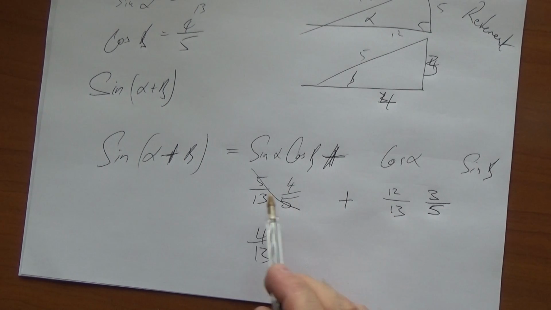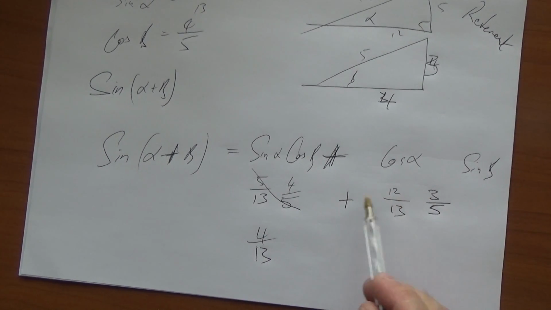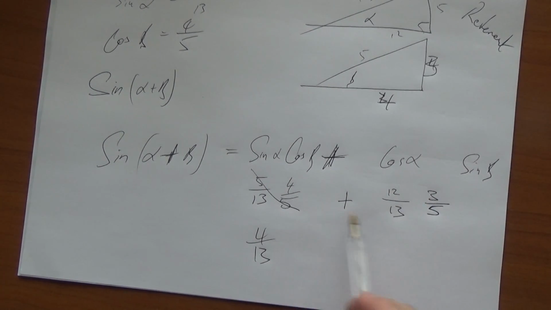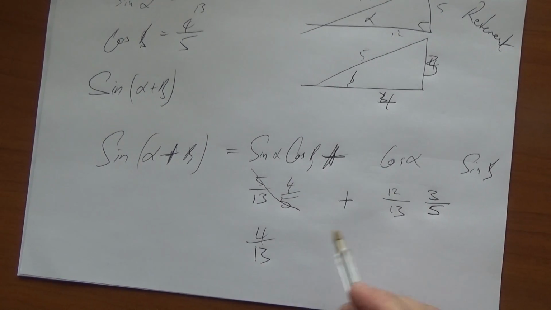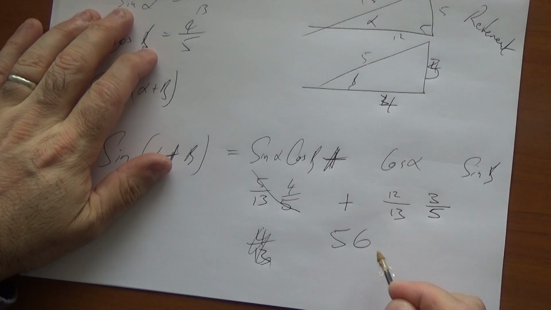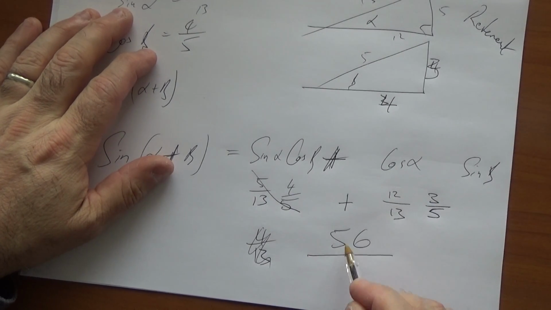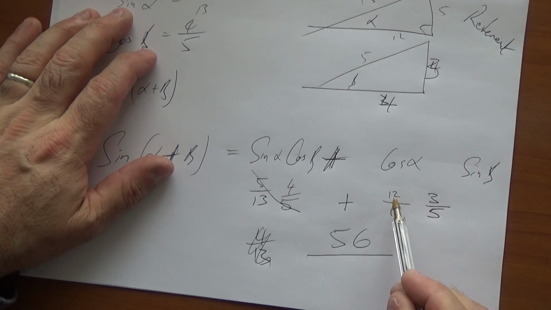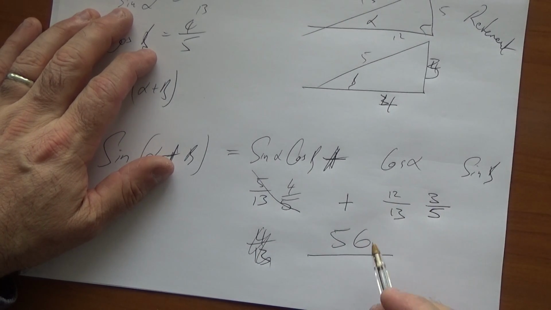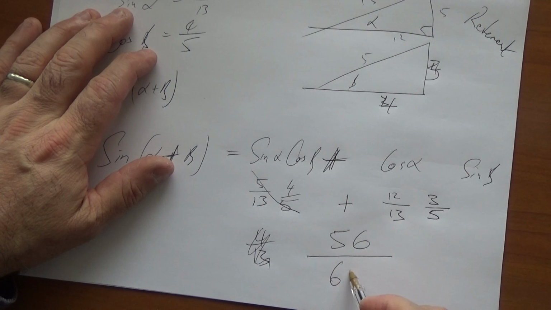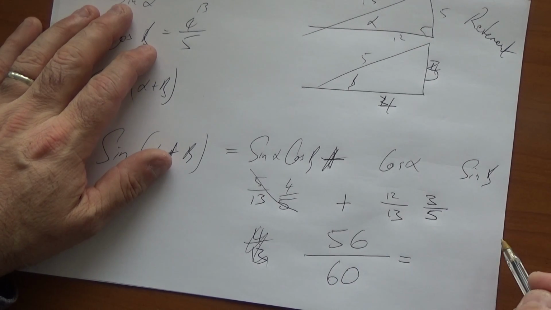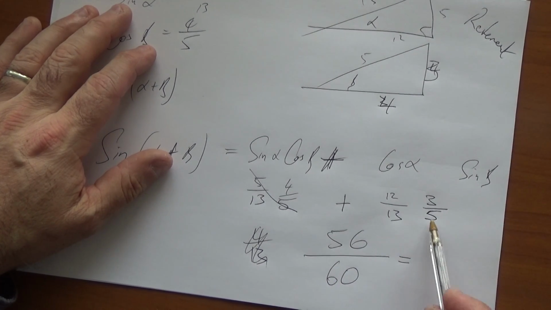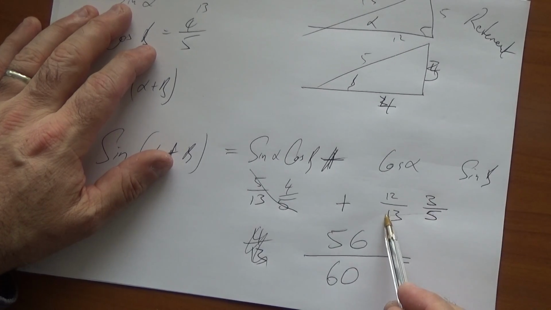So that's 20 and 36. They have a common denominator, so I can go ahead and add the numerators. 20 and 36 is 56 over 65. Well, 4 goes into both of them. That can't be right.